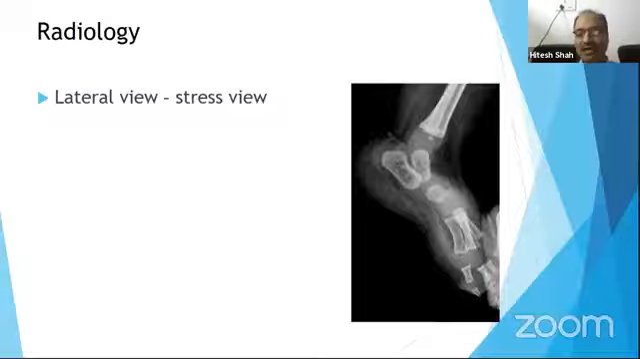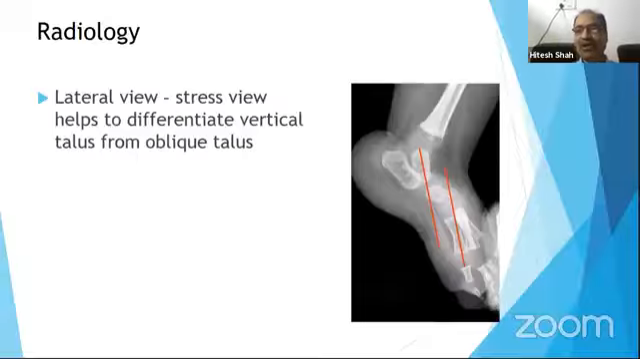Okay, what you need to check? You need to check the longitudinal axis of the talus and the longitudinal axis of the first metatarsal. If the longitudinal axis of the first metatarsal is passing dorsal to the longitudinal axis of the talus in forced plantar flexion views, it is a confirmed case of congenital vertical talus.